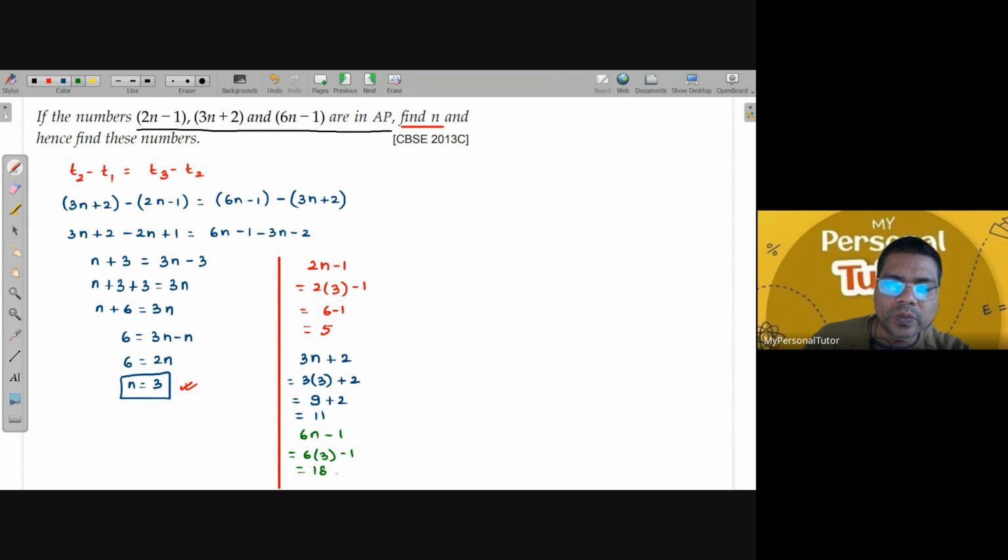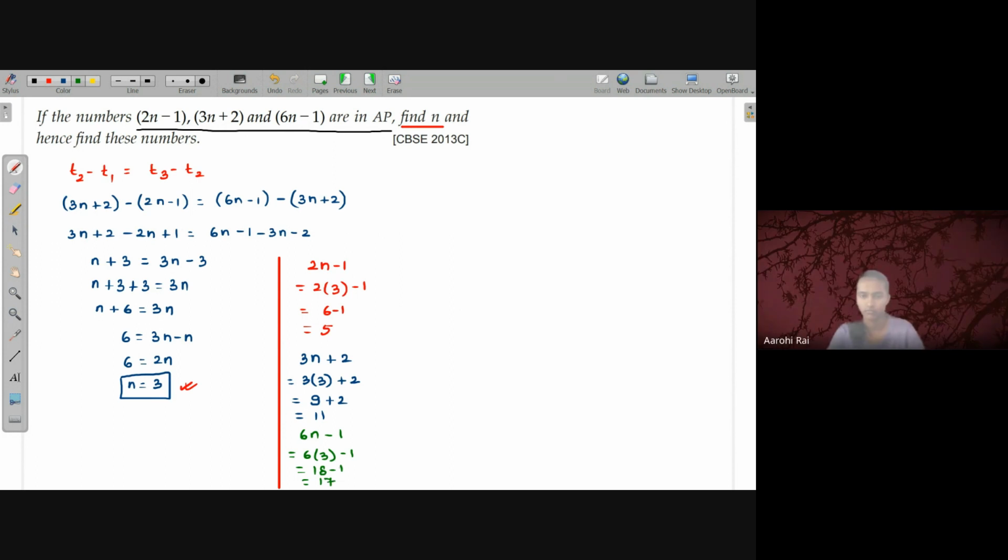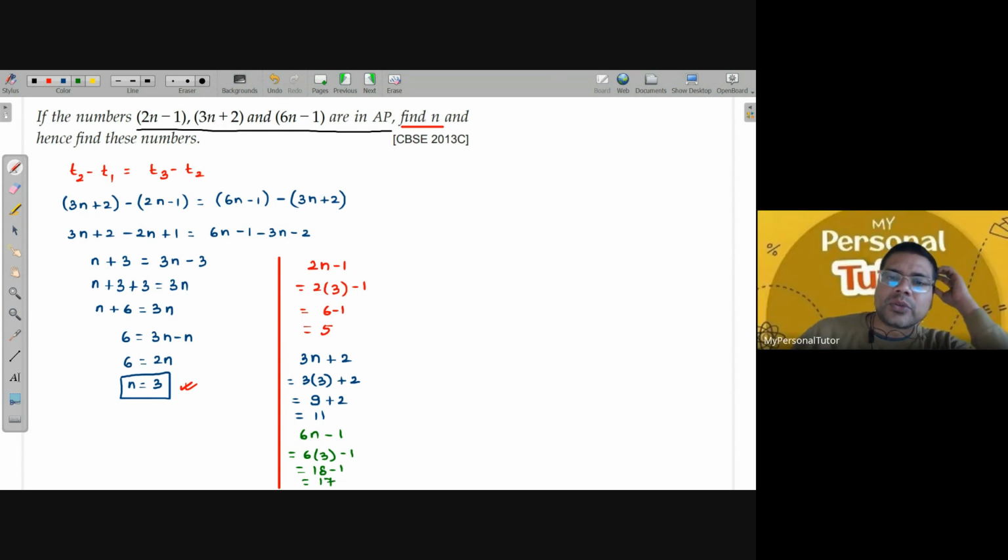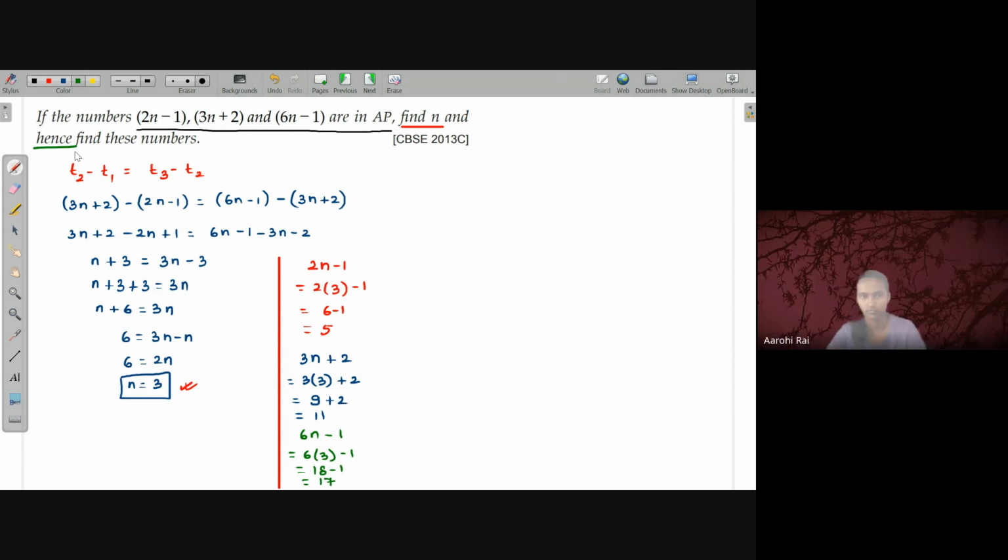That is 18 minus 1, that is 17. Right, Arohi? Yes, sir. So the first part of the question: find the value of n. So n value is 3, and then they're asking to find these terms and hence. Do you understand the meaning of hence, Arohi? Yes, sir.